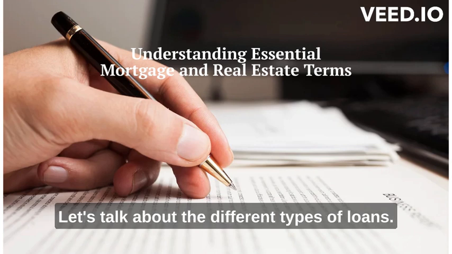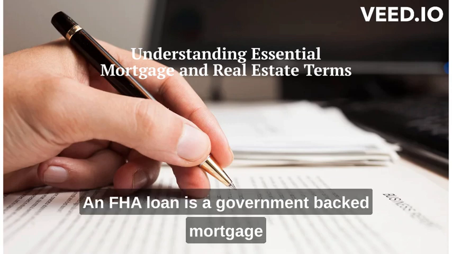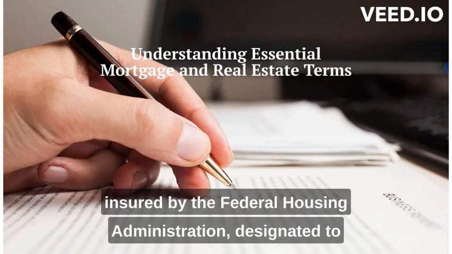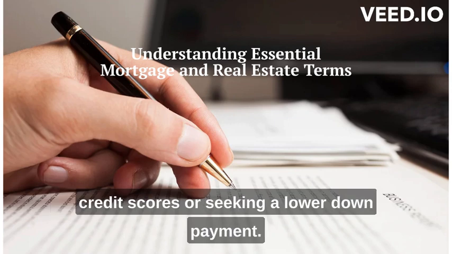Let's talk about the different types of loans. There's an FHA loan. An FHA loan is a government-backed mortgage insured by the Federal Housing Administration, designed to assist first-time homebuyers and individuals with lower credit scores or seeking a lower down payment.